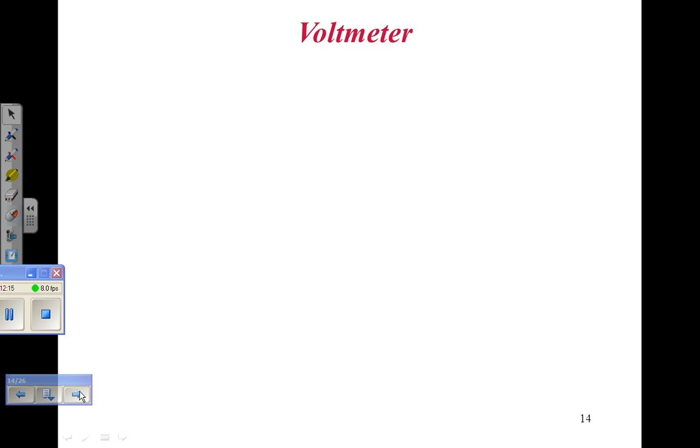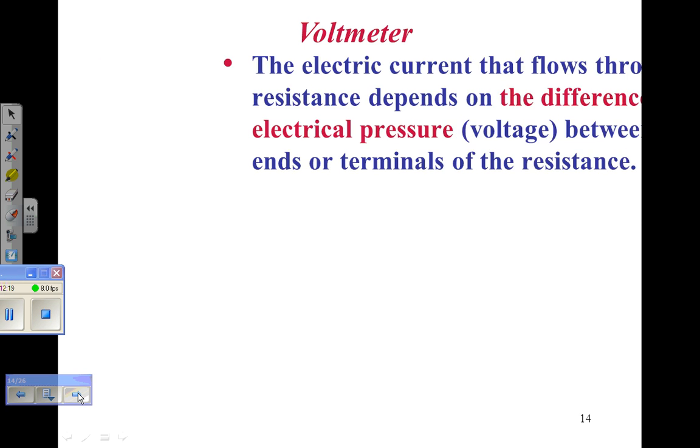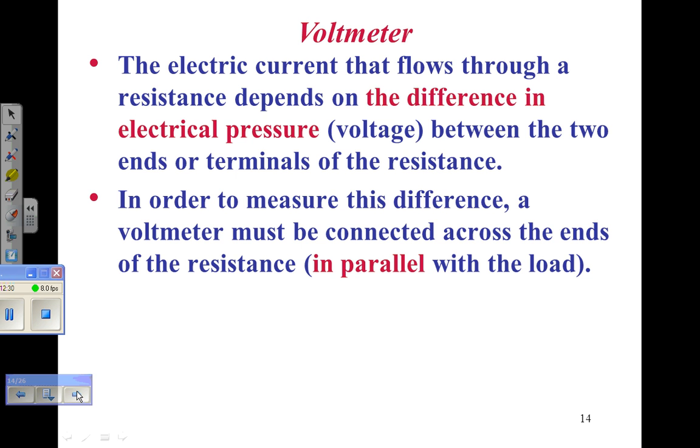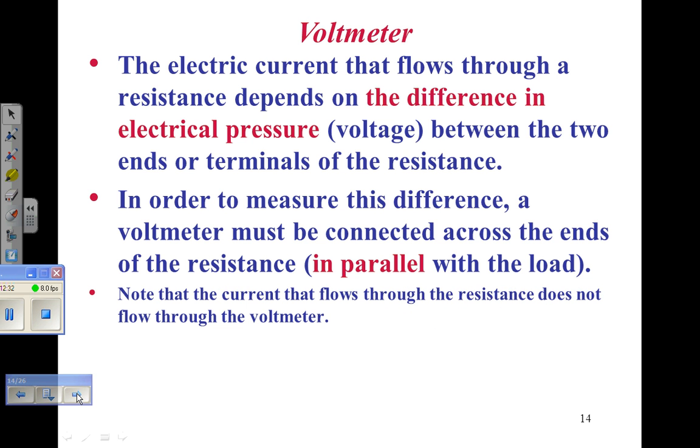Voltmeter. A voltmeter is similar to something exactly the opposite. It shows you the electrical differential pressure. All right? And you're going to connect it in parallel with the load.